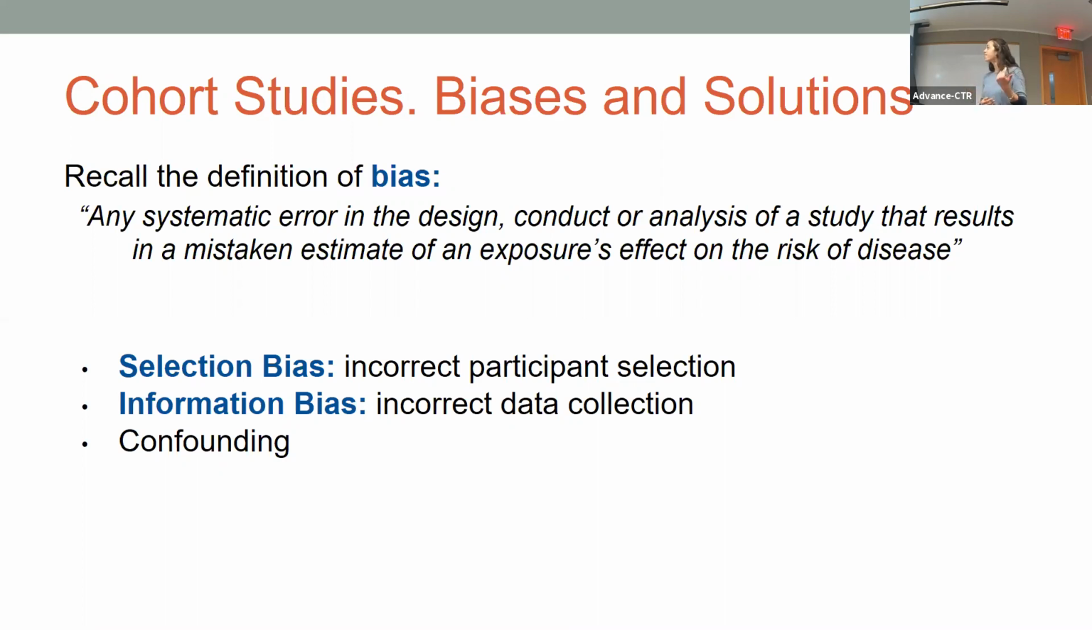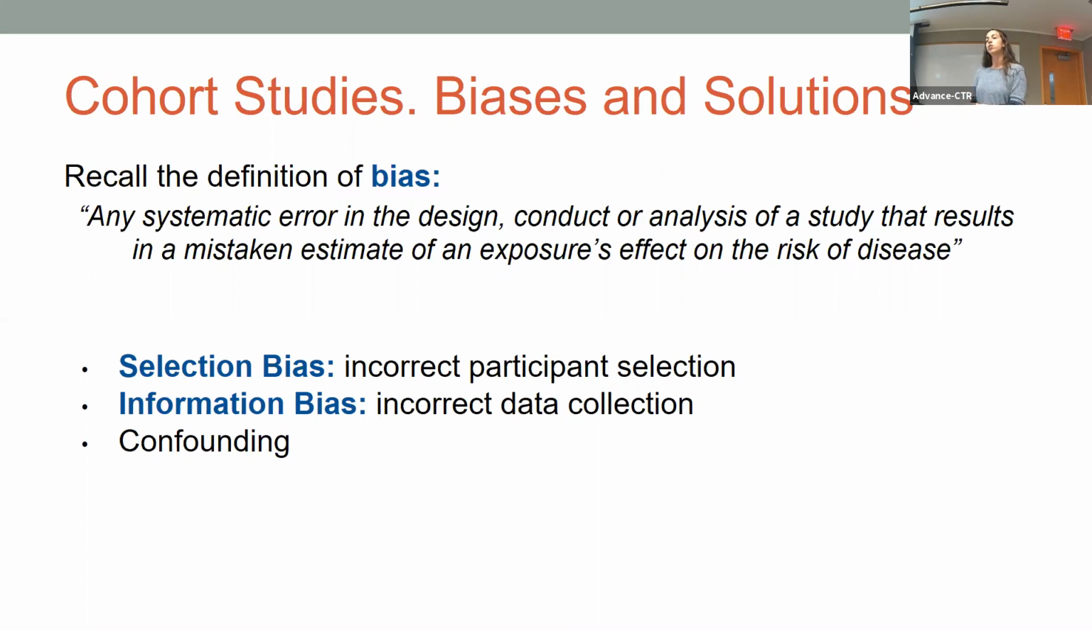When Jess gave her talk, she defined bias as any systematic error in the design, conduct, or analysis of a study that results in a mistaken estimate of an exposure's effect on the risk of disease. Essentially, bias is a mistake that's going to impact whatever you estimated for the association between the exposure and the outcome. Two potential sources of bias are selection bias and information bias.